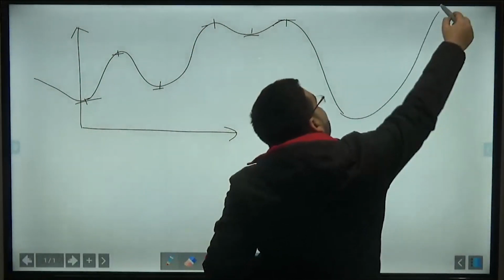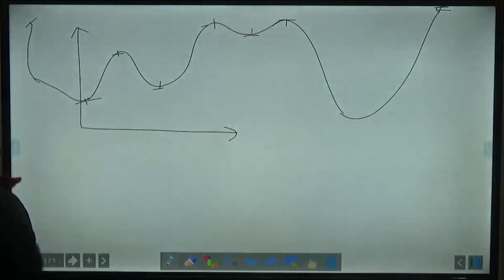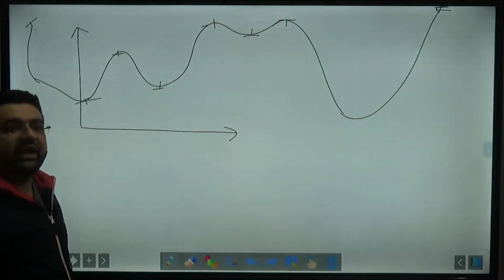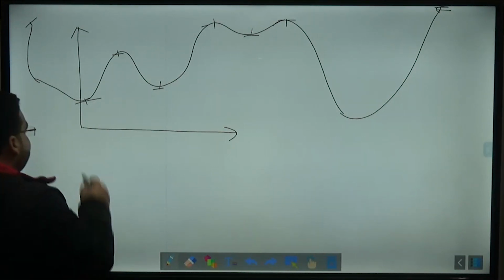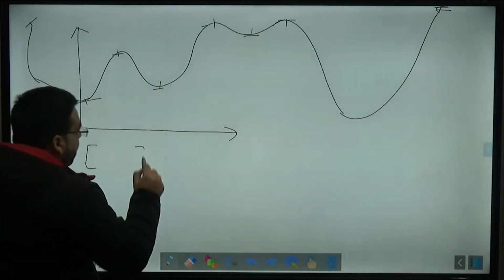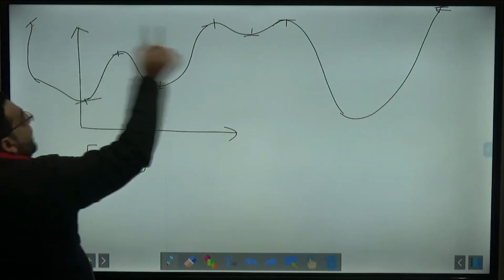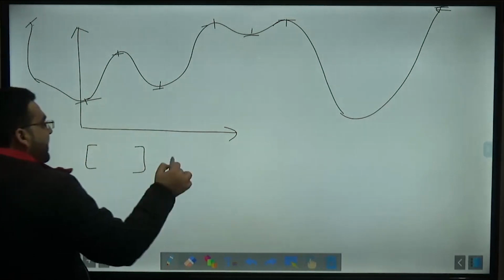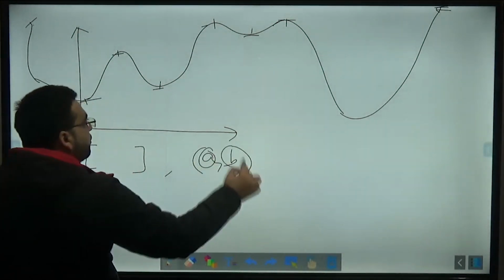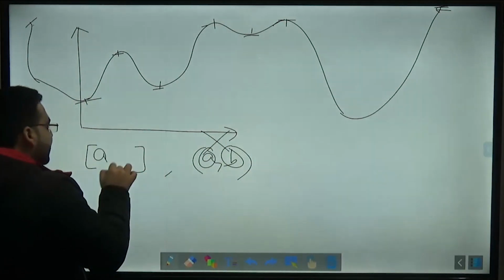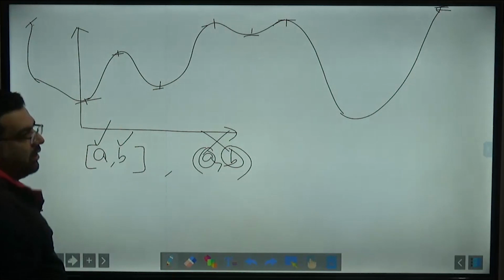Now if the graph is going somewhat like this, this can also have a maxima or minima at the end points, depending upon whether your interval is a closed interval or an open interval. If the interval is closed, we will also check whether the function has a maxima or minima at the end points. But if it is an open interval, we will not check at the end points. If it is a comma b closed interval, we will check at both a and b.